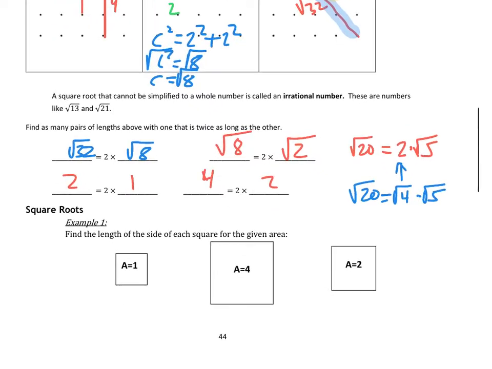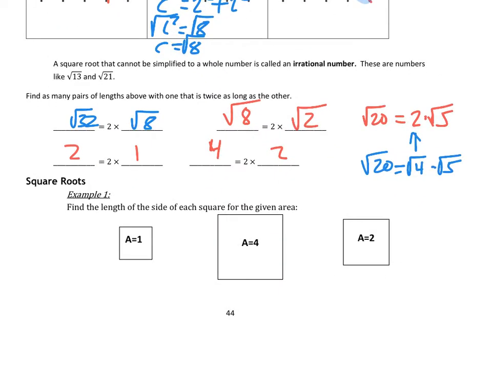So square roots. Square roots are the lengths of the sides of squares. The side of this square, if the area is 1, then the side is the square root of 1, which is 1. If you have an area that's 4, then the side is the square root of 4, which is 2, because we know that 2 times 2 is 4. And 1 times 1 is 1.